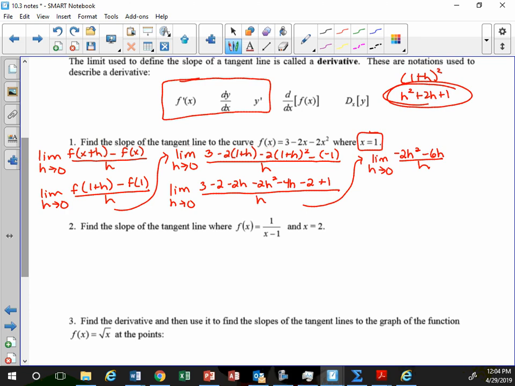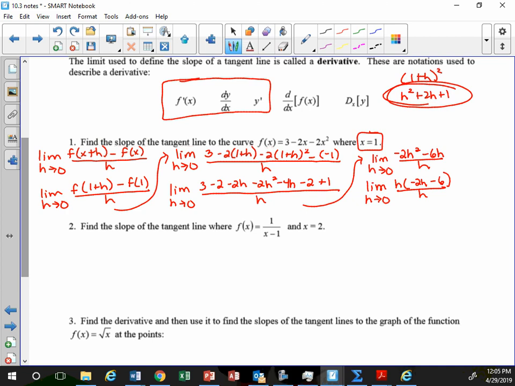Getting better? Okay. Guys, now you are back to just evaluating a limit like you were doing in your homework yesterday or last time. So what should my approach be? Because I can't just plug the 0 in, right? Yeah, I can factor out an h. So I'll have negative 2h minus 6 over h.